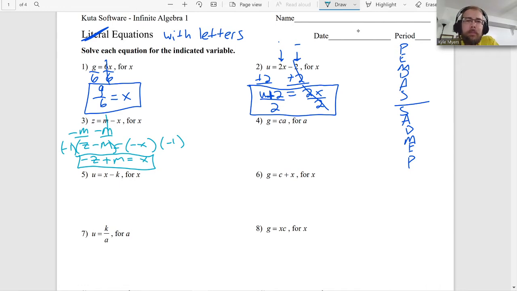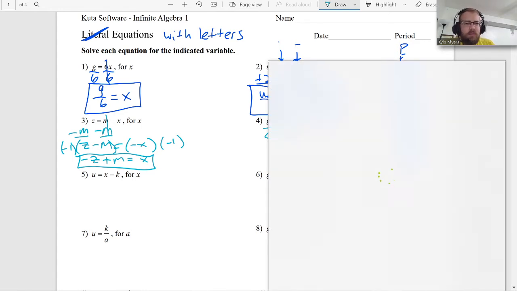And that's the answer. Okay, G equals CA for A. CA means C times A. If you don't see a sign in between letters or numbers, then that means that those guys are going to be multiplied. If you don't see a sign, then they're multiplied. Okay, so we're going to divide both sides by C. We want to solve for A, right? So we wouldn't get rid of A. We wouldn't divide both sides by A.